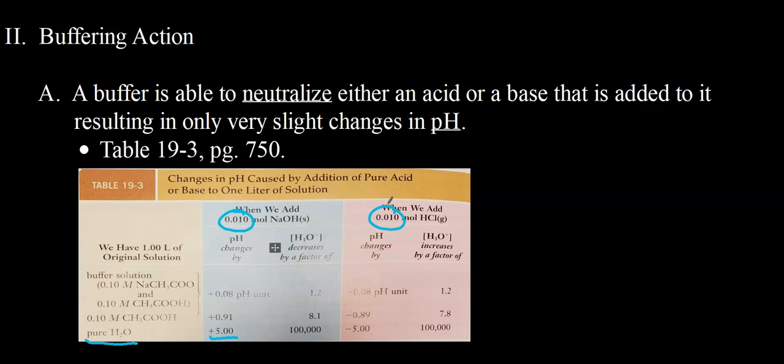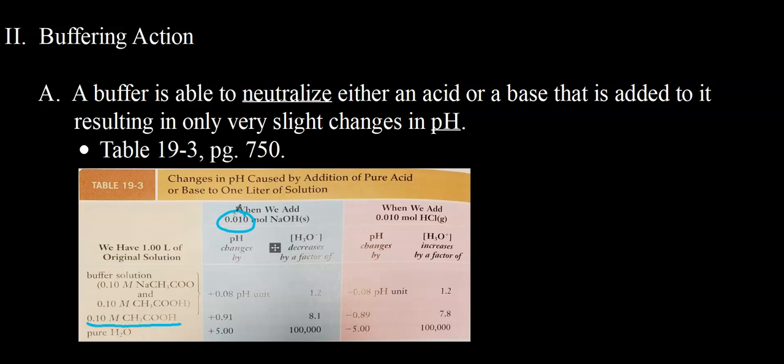Let's look then at what happens if we add either acid or base to a 0.10 molar solution of acetic acid. So instead of pure water, we're adding it to acetic acid. If you add 0.010 moles of NaOH, a base, to a 0.1 molar solution of acetic acid, the pH goes up. Again, I didn't mention this before, but you're adding a base, so of course, anytime you add a base, the pH will increase. And the pH this time is going to go up by a little less than 1.